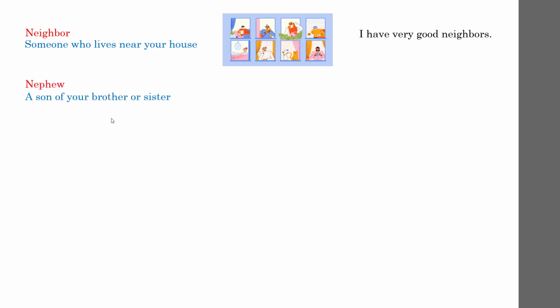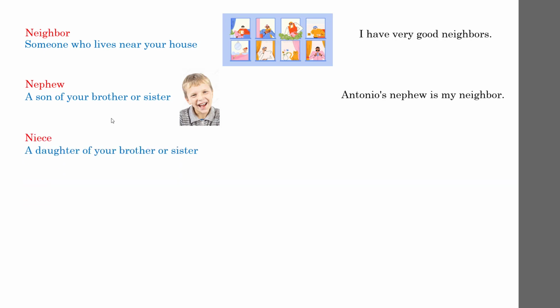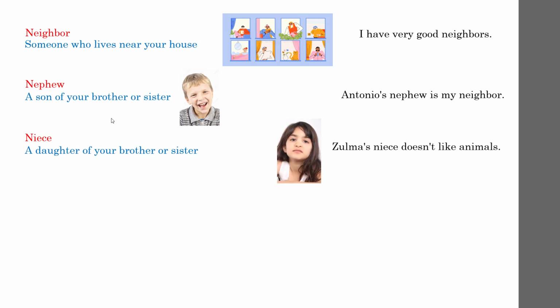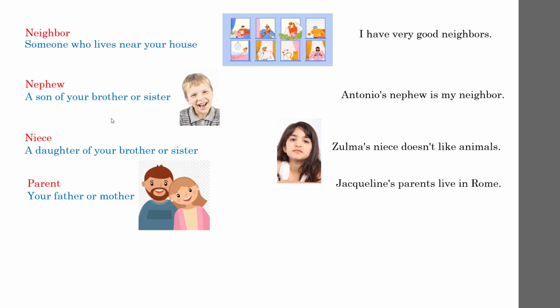Nephew. A son of your brother or sister. Antonio's nephew is my neighbor. Niece. A daughter of your brother or sister. Zolma's niece doesn't like animals. Parent. Your father or mother. Jacqueline's parents live in Rome.